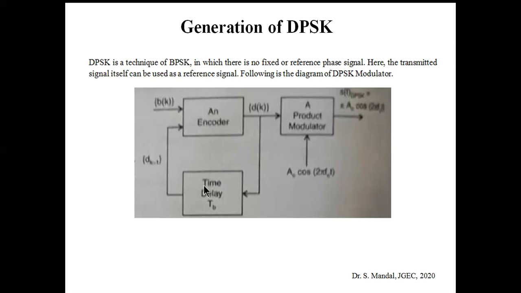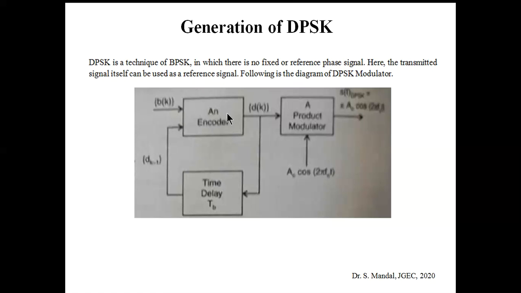So, DPSK, as we already told, is the non-coherent version of BPSK. Okay. So, here we don't need any kind of reference or phase signal. Okay. So, you can see that this one is the block diagram of a DPSK modulator. For a DPSK modulator, we need an encoder, a product modulator, and a time delay section. Consider bk is the input bit sequence.